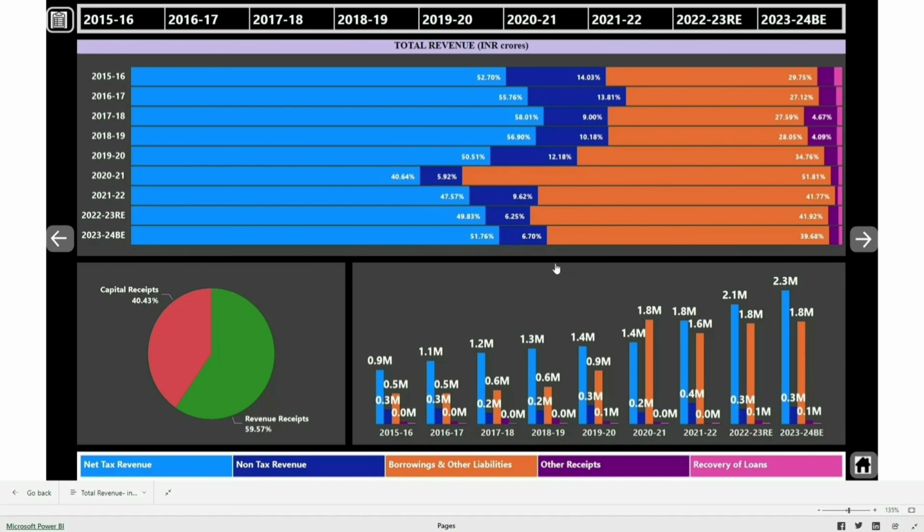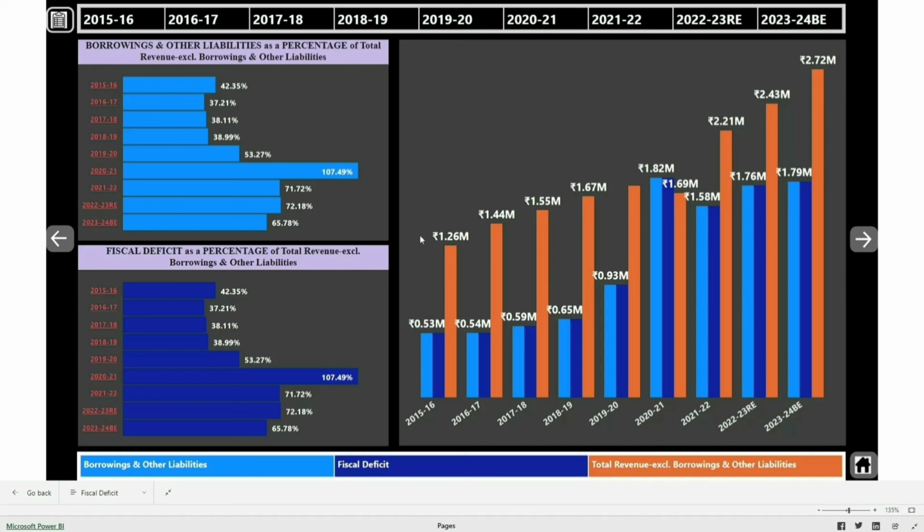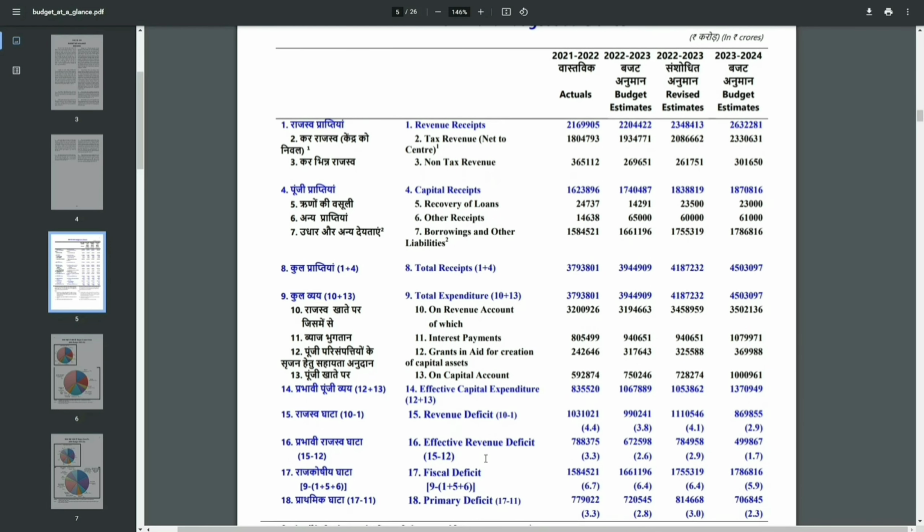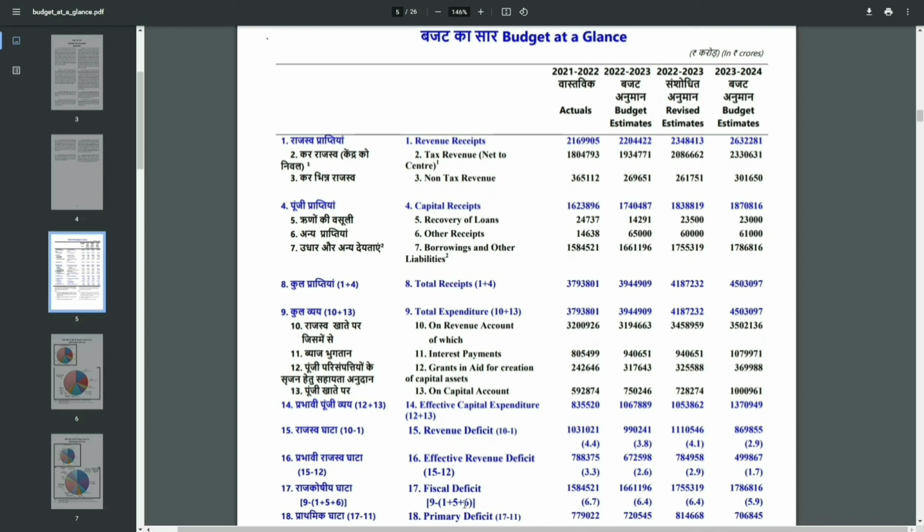Moving forward, for this we have to revisit the budget at a glance. So this is the budget at a glance. Here you can see something called fiscal deficit, whose calculation happens to be 9 minus 1, 5, 6. So 9 happens to be total expenses. 1 happens to be revenue receipts, which includes tax revenue, which is net to center or net tax revenue, and non-tax revenue. The 4 happens to be capital receipts, but wherein we are not including borrowings. Only 5 and 6, recovery of loans and other receipts.